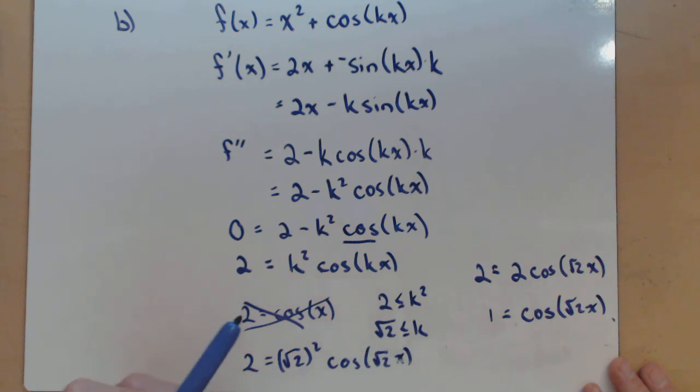Conversely, if k is smaller than root 2, we're not going to have any inflection points because, as we saw, this would not be a true statement.